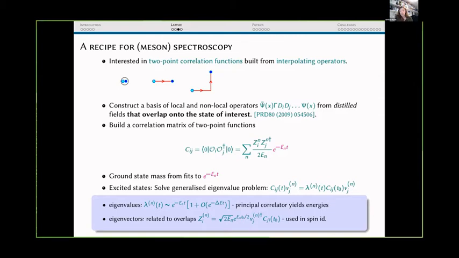From the eigenvectors, which of course you also get in the same calculation, we also know that these are related to the operator overlaps, and essentially they carry information about how much the operator that you've constructed overlaps onto the state of interest. And so it turns out, without again going into too many details, that we can use these operator overlaps in a very informative way to help us to do spin identification in our lattice calculation.